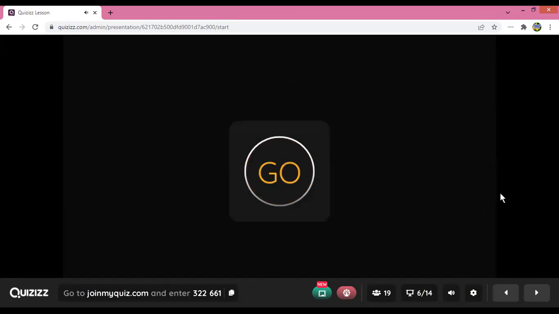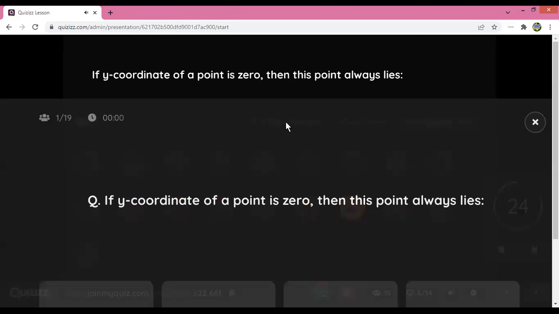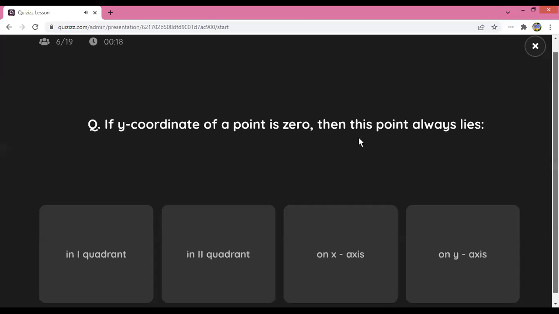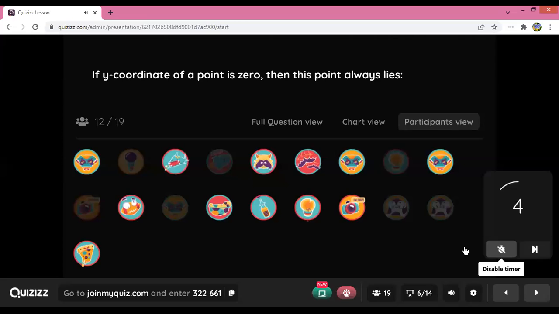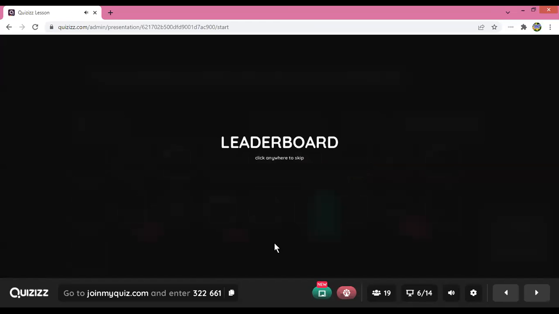It says if y coordinate of a point is 0, then the point always lies in first quadrant or second quadrant, on x-axis or on y-axis. Where? Notice the y is 0. That means there will be some value for x. So where will it lie? It will lie on x-axis. Right? Y is 0. There is some value of x. That means it will lie on x-axis.